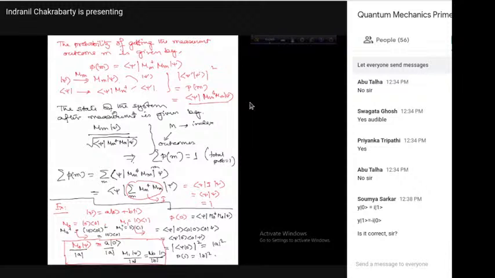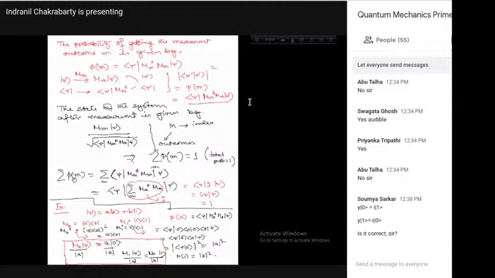So the state of the system after measurement will be given by M_m psi divided by root over psi dagger M_m dagger M_m psi, because this is the probability amplitude, right? So we take the root to normalize the state. And you can easily check that if m is the index of the outcomes, the total probability will be equal to 1. The summation of the probabilities of getting the measurement outcomes m will be equal to 1. How will you find out? It's very simple.